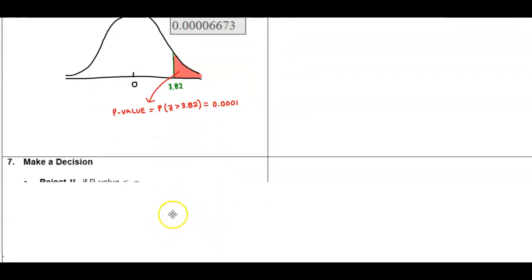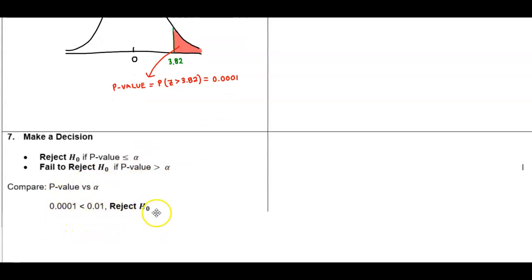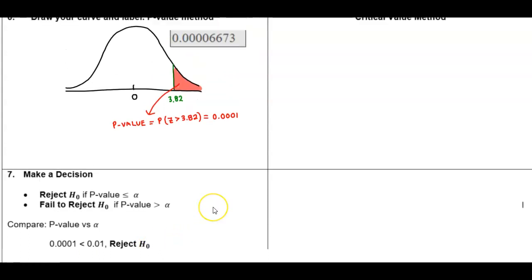Now, we're going to make a decision using the p-value. We reject the null if the p-value is less than or equal to the significance level, and we fail to reject the null if the p-value is greater than the significance level. Well, since the p-value of 0.0001 is less than 0.01, we're going to reject the null.